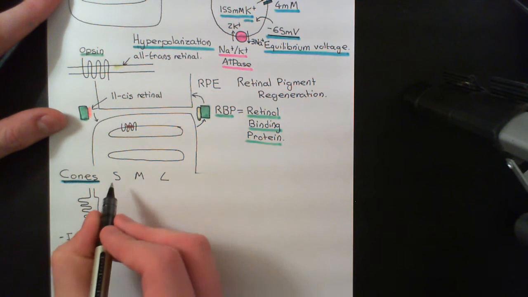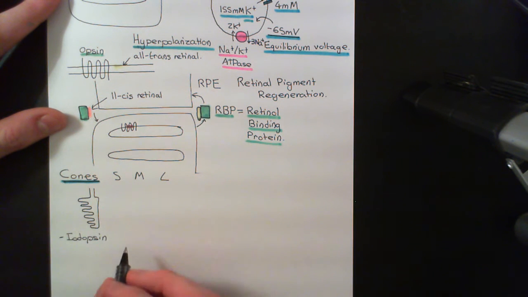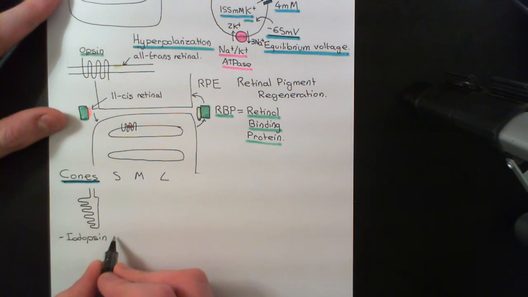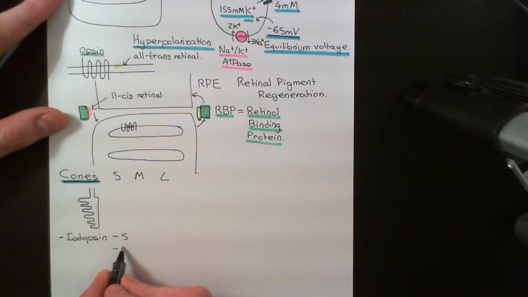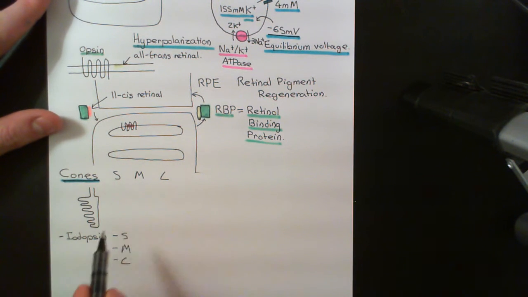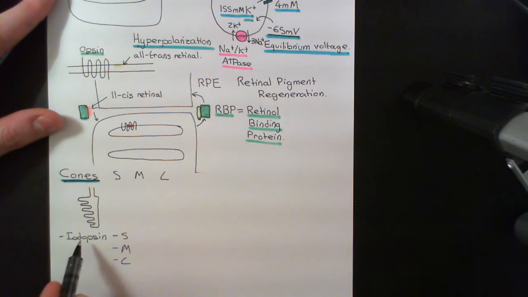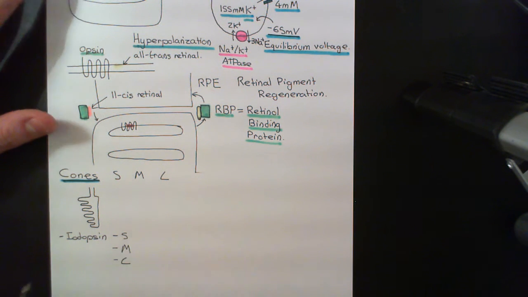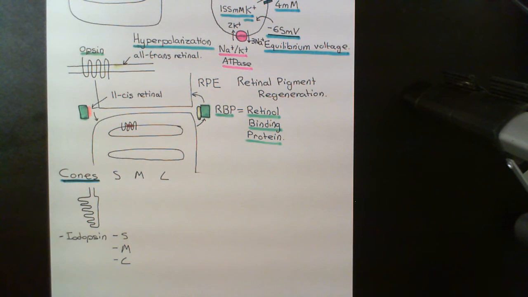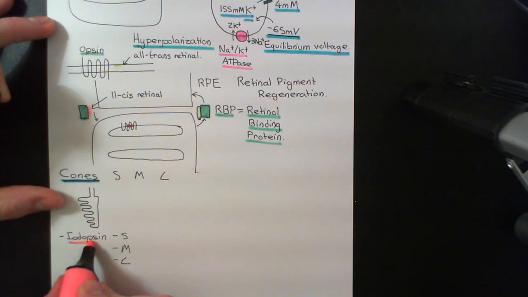Okay, and there are three different types of iodopsin receptor. There is S-iodopsin, there is M-iodopsin, and there is L-iodopsin. So in the S cone cells you're going to have S-iodopsin receptors, in the M cone cells you're going to have M-iodopsin receptors, and in the L cone cells you're going to have L-iodopsin receptors.